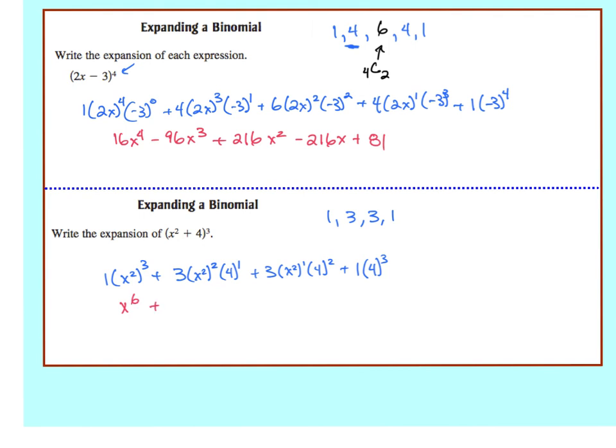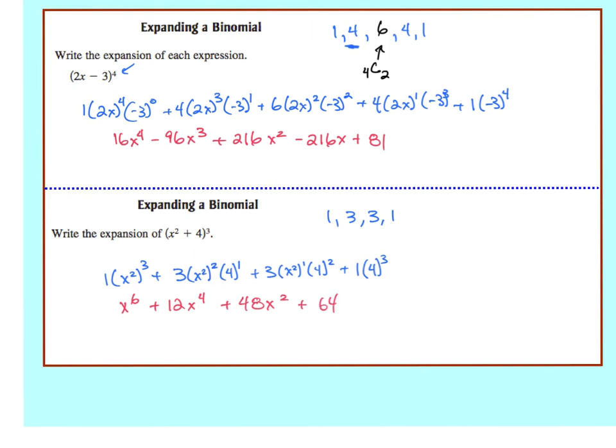And then plus, let's work with my numbers first. So I get 12x to the power of 4. And then plus 48x squared, and then plus 64.